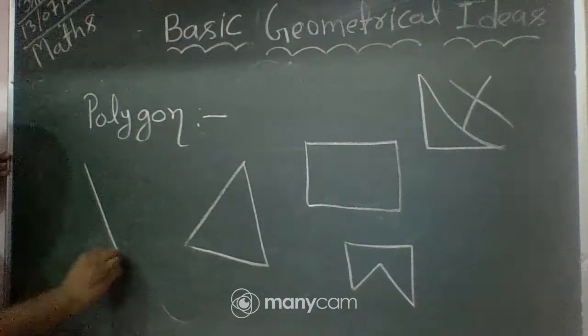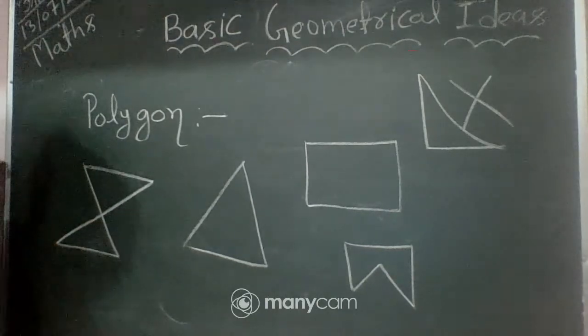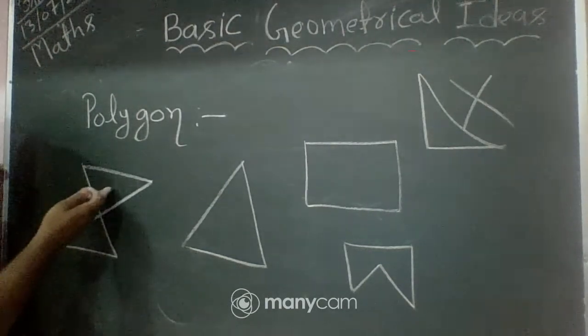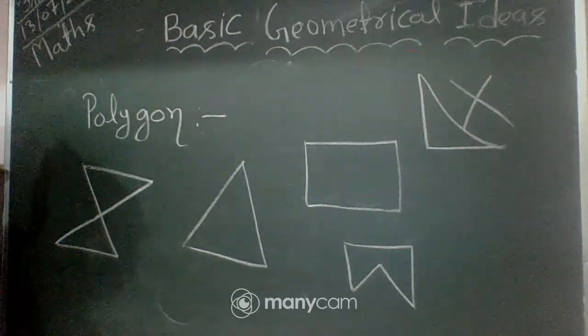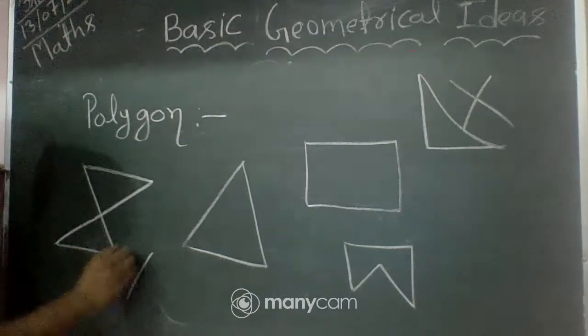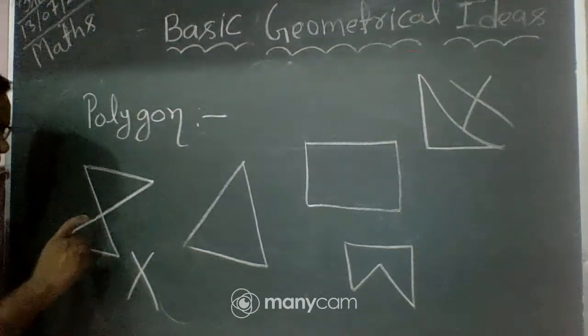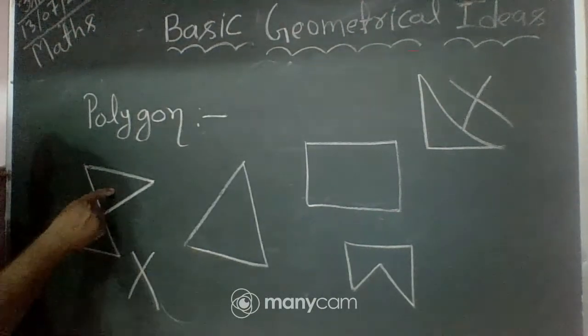And tell me, is this a polygon? Yes or no? This is a closed curve made by line segments. So is it a polygon? No, this is not a polygon. Why? Because this is not a simple closed curve. This is a closed curve, but not simple. It is made by line segments, but it is not simple.